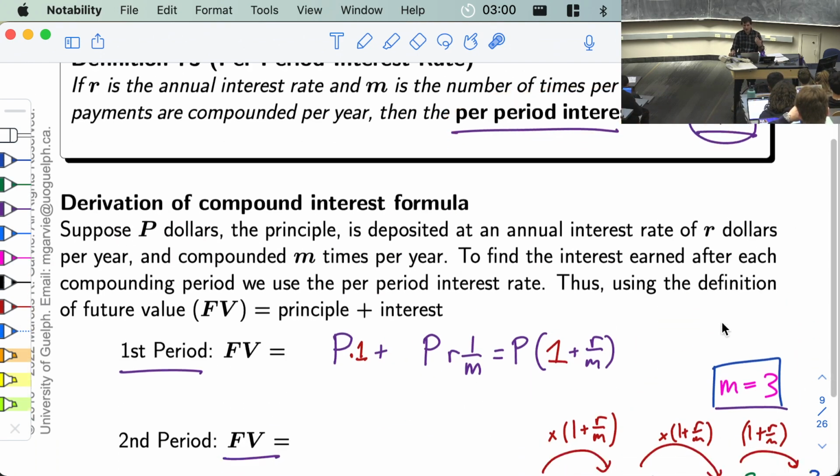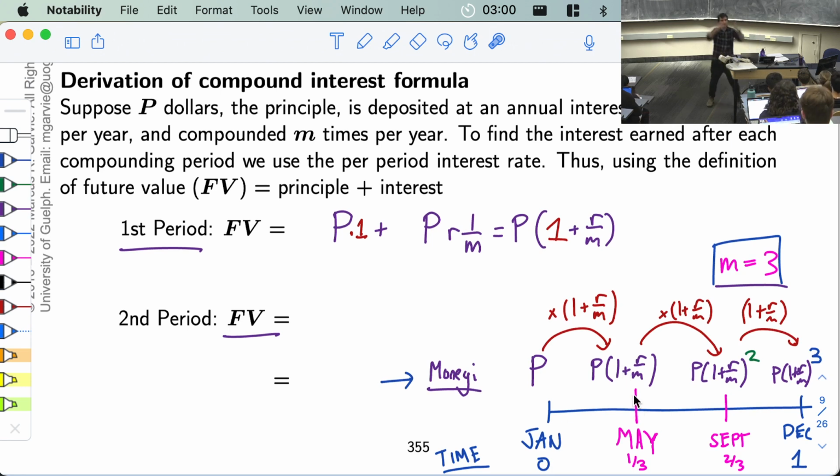So just from January to May, you don't get the full interest rate R. R is for a full year of interest. We didn't do R. We did R divided by 3, 1/3 of the year. That's why it's R divided by M. That gets multiplied by P. This is the amount of interest we got just in that period.